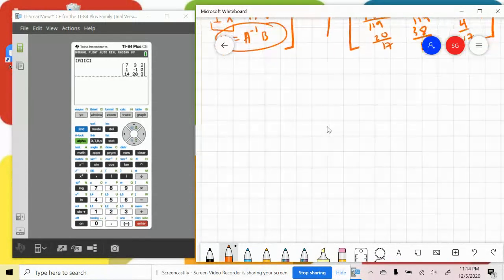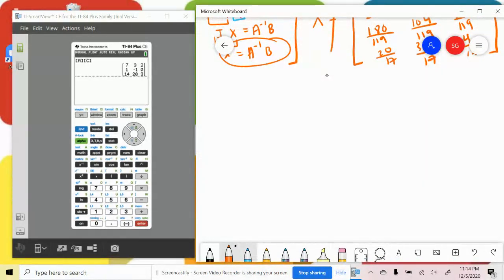Okay? Let's look at something else. One of the other things that we can do with matrices is solve a system, which you guys saw a little bit of last week, right?